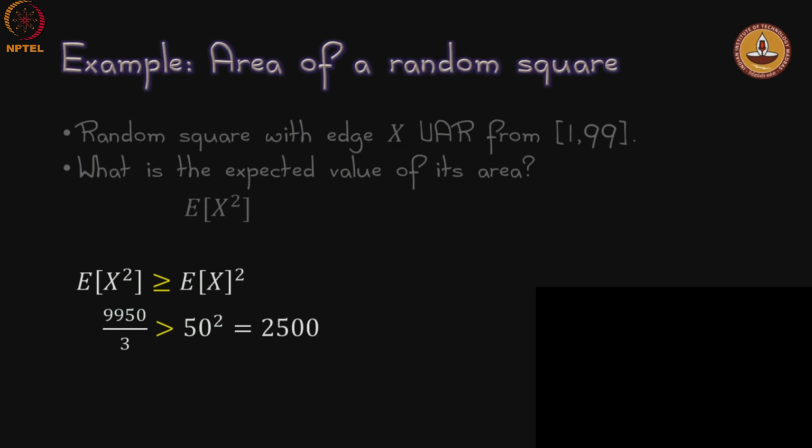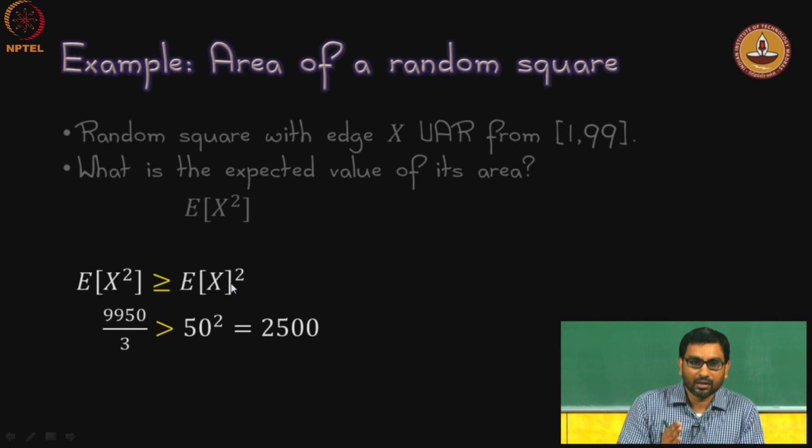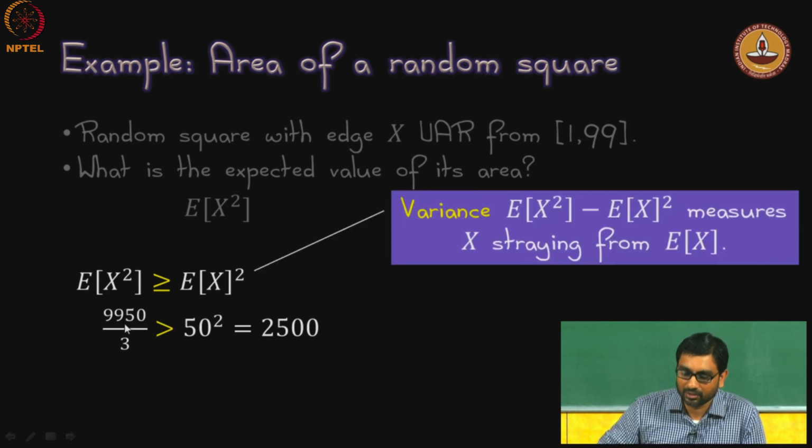Okay. Just going back to the example, if you apply this, what is E of x? E of x is going to be 50. Okay, x ranges from 1 to 99, right. So, the E of x is going to be 50. 50 squared is something like 2500, but E of x squared, if you work it out, is going to be a larger quantity. So, that is just an example where it works out that way.